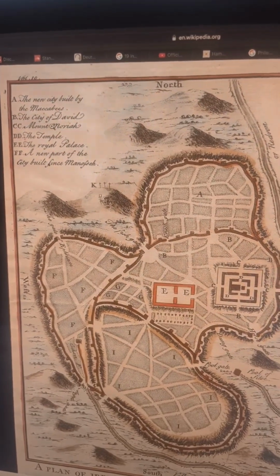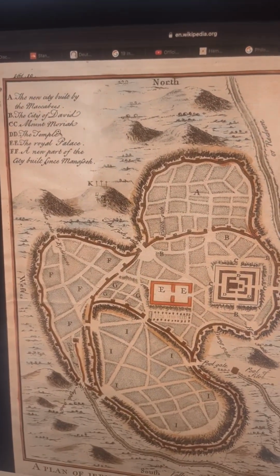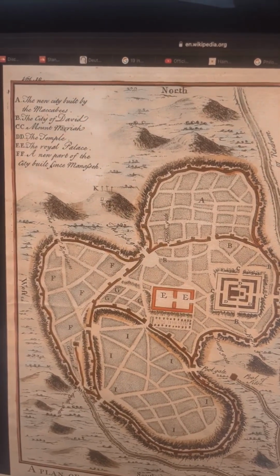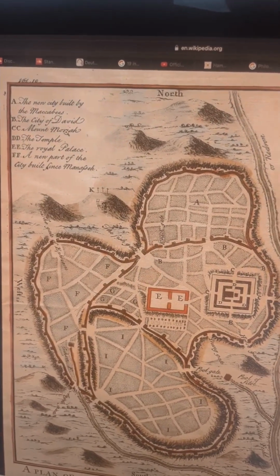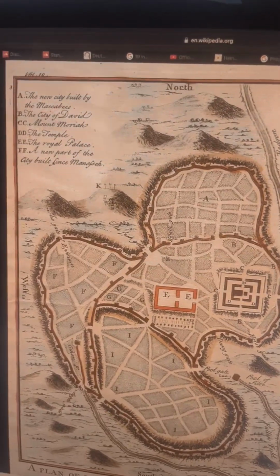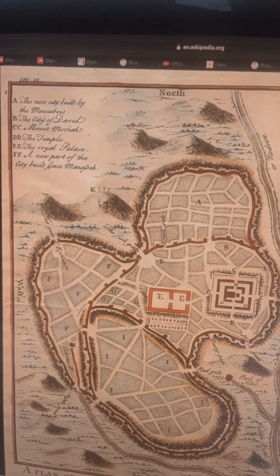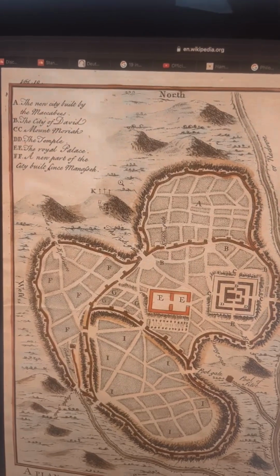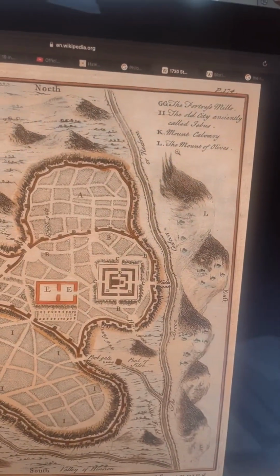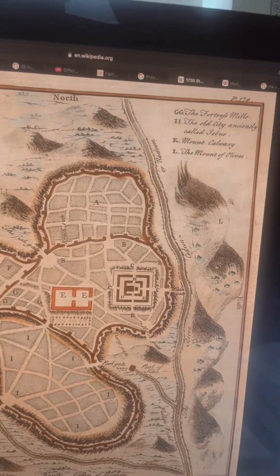Mount Moriah and the temple. What temple? Solomon's temple, because everybody knows Solomon's temple is always associated with Mount Moriah. So that is right here. What is E? E is the royal palace. A, the new city built by the Maccabees. L, the Mount of Olives, right here.